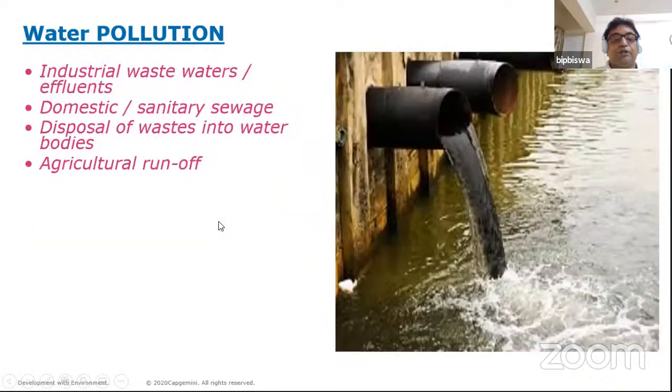Similarly, water pollution, where we talk about the point sources, that means industrial wastewater effluents and domestic or sanitary sewage. These are the point sources, because here we know where from and what the source of the pollution is.